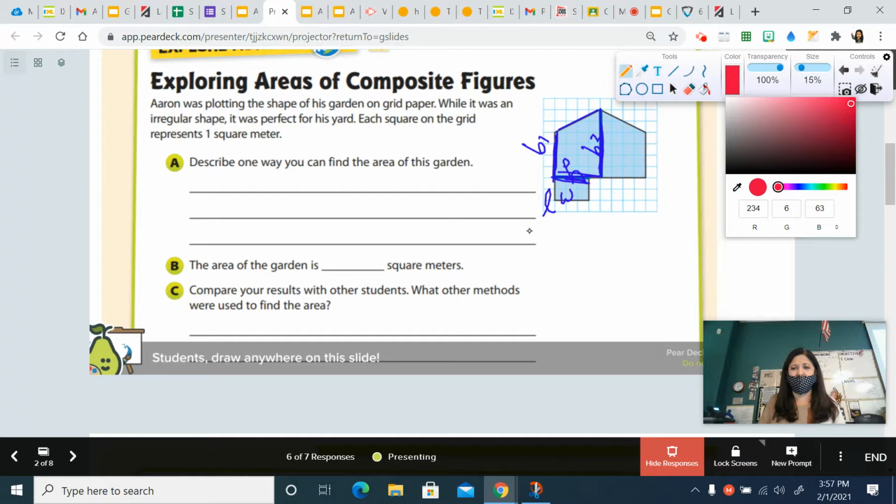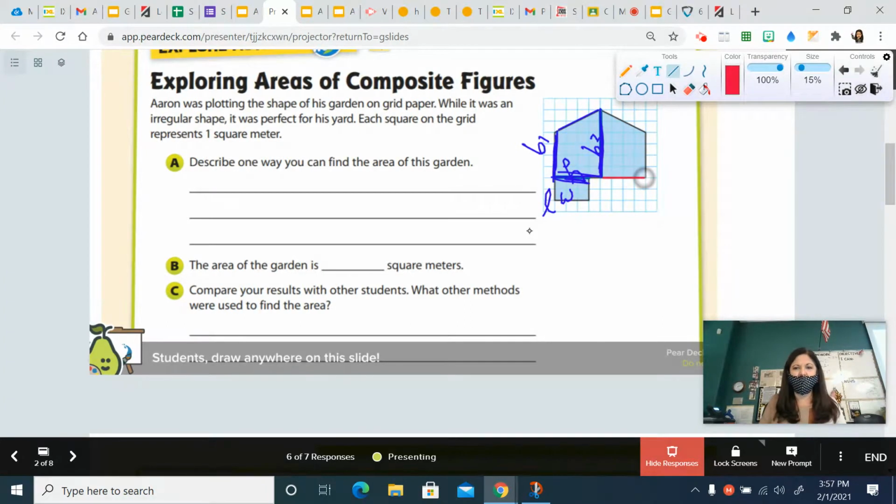What about the other side? How could we find that? Same thing, right? There's your height. There's one of your bases. That's a slanted line that we don't use. There's your other base. So you could take base 1, base 2. It doesn't matter what order they're in. This would be your height. Divide by 2, and you got the area for this. Add them up, and you've got your answer.